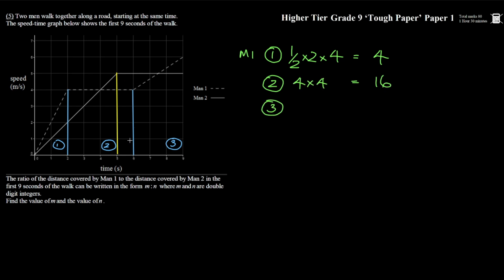Distance 3. Distance 3 is a trapezium. The vertical heights are 4 and 6. We add 4 and 6 and divide them by 2 to find the average of the parallel sides of the trapezium. And we have to multiply that by the distance between the two parallel lines, which is 3. 4 plus 6, 10 divided by 2, that's 5. 5 times 3, so this is equal to 15. Adding these up, 15 and 16 and 4, this is 35.